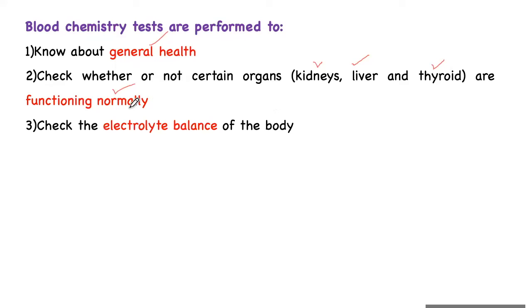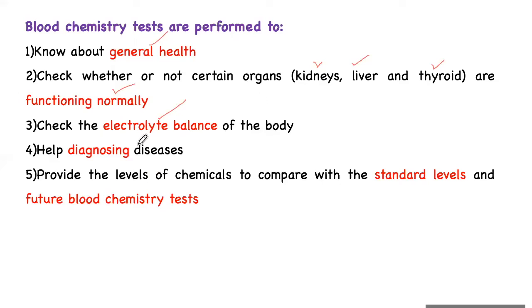These tests are also used to check the electrolyte balance of the body. That matters a lot, as there are many disorders where there is electrolyte imbalance. For example, in kidney disease there is immense imbalance in the electrolyte level. In heart disorders also, electrolytes like sodium and potassium may change their levels. So the measurement of these electrolytes is also an indication of a certain kind of disorder, and it helps in diagnosing the disease.